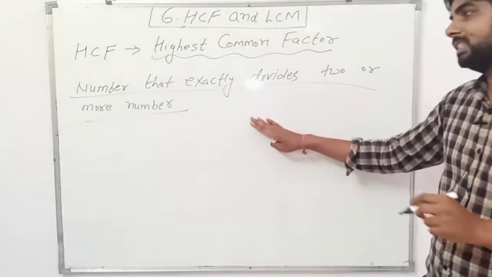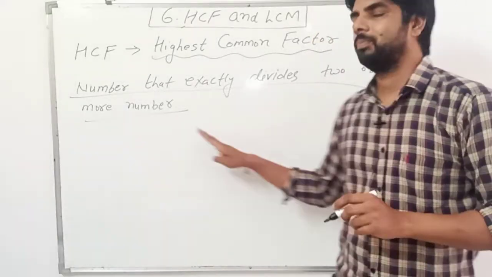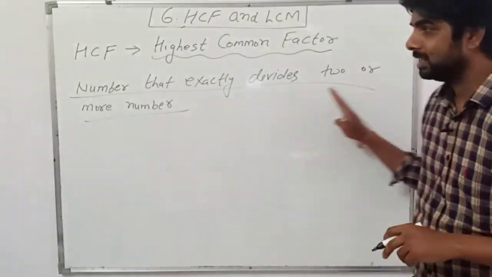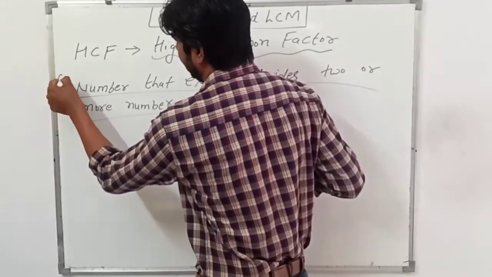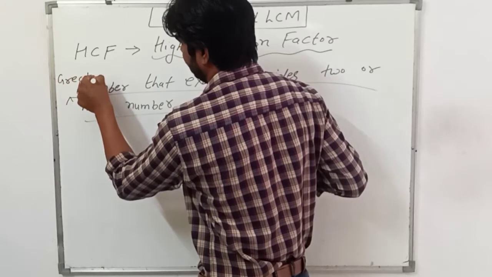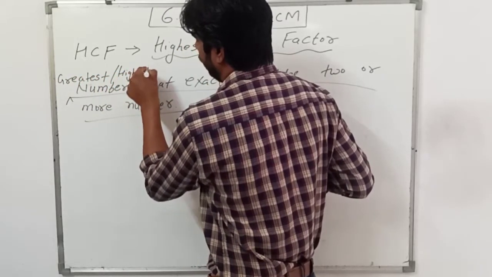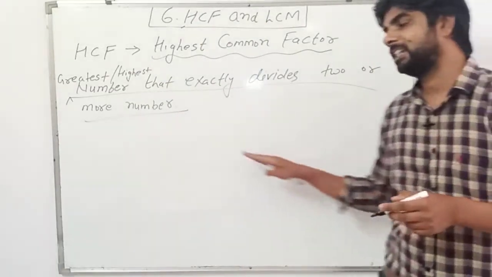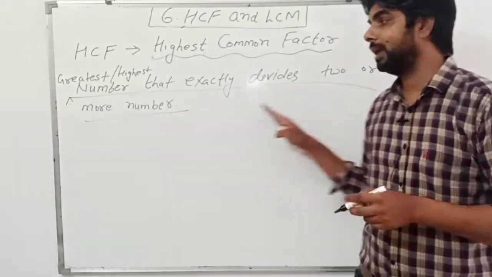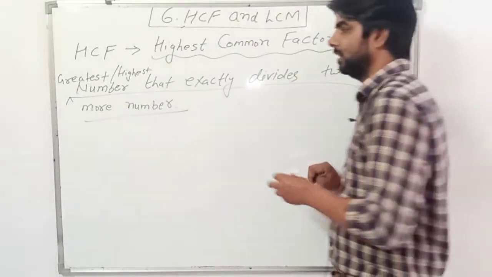Highest common factor means the number that exactly divides two or more numbers, that is known as highest common factor, or greatest number, greatest or highest. Okay, greatest or highest number that exactly divides two or more numbers is known as highest common factor. Okay, let's take one example.